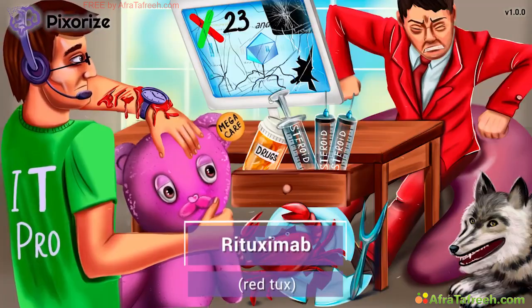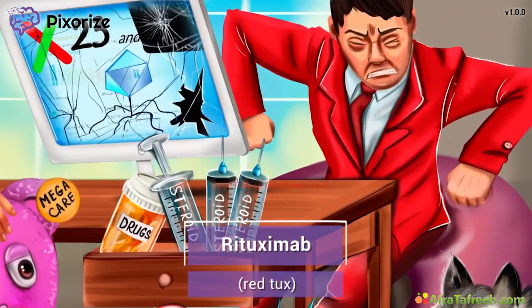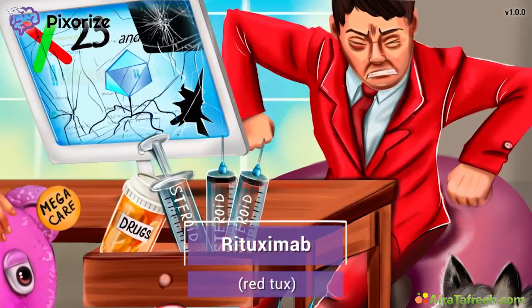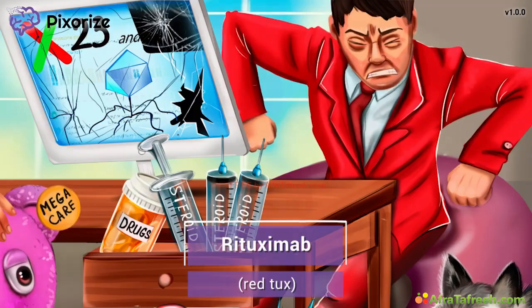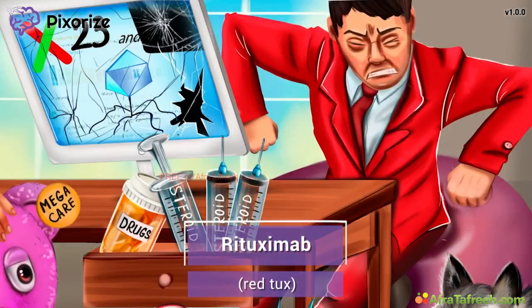In anticipation of his 23andMe results, the boss dressed up in his fanciest red tuxedo. Little did he know that the long-awaited reveal would be so disastrous. Anyways, this red tux is our recurring symbol for rituximab. A red tux for rituximab?